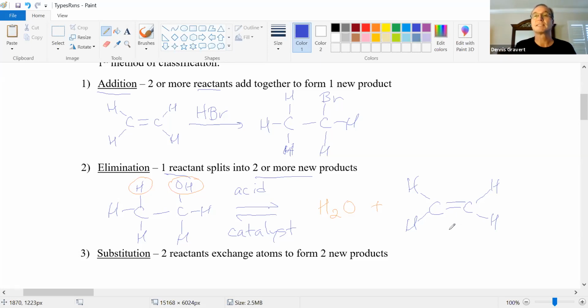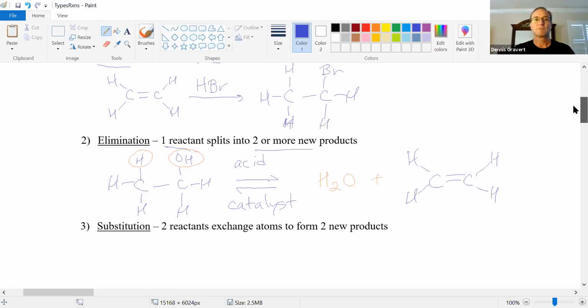So you actually can synthesize or create alkenes from alcohols using an acid catalyst. Okay, that's a reaction we'll get to when we talk about reactions of the alcohol functional group. Today, we're just using this as an example to understand what is an elimination reaction. And what is it? Well, you start with one molecule and you split it into 2 or more.